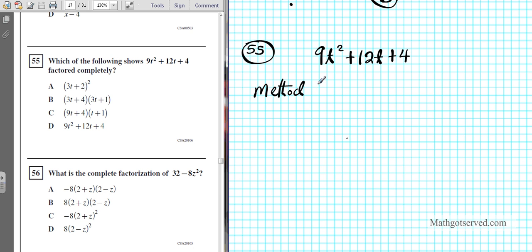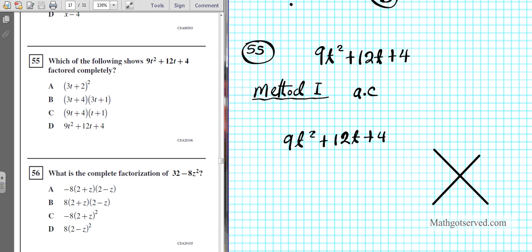Method 1 is the AC method. So we have 9t squared plus 12t plus 4. There aren't any common factors here because if you look at the options, none of them have a common factor factored out, so we don't need to bother breaking it down. So I'm going to head right into my x game. I want to find two numbers that multiply to give me AC and add to give me B. All right, so in this problem, AC is 36.